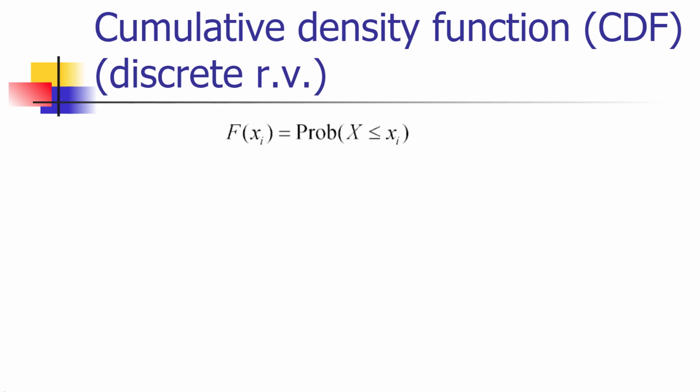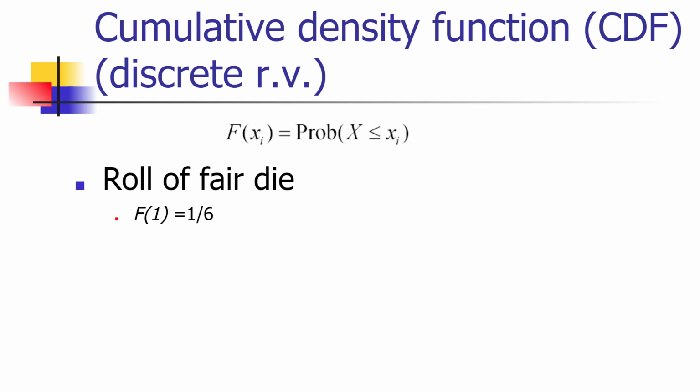In that case, there are n possible outcomes, x1 through xn, and the cumulative density function just describes the probability of being less than or equal to each of those potential values. Let's consider the case of a single roll of a fair die. There are 6 possible outcomes, 1 through 6, and the probability of a 1 or less will happen only if you roll a 1, which occurs 1 out of 6 times.